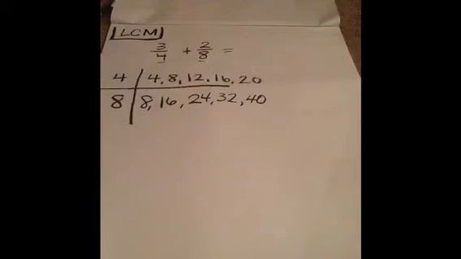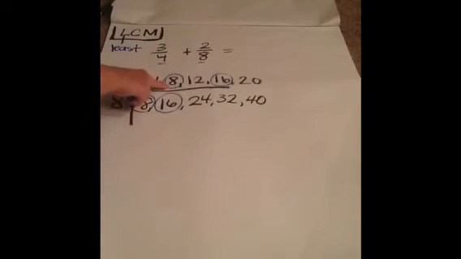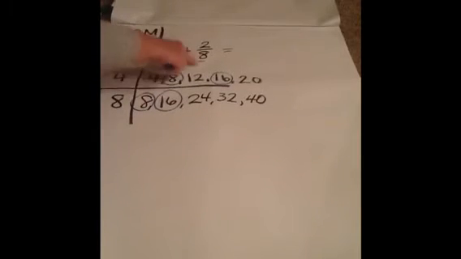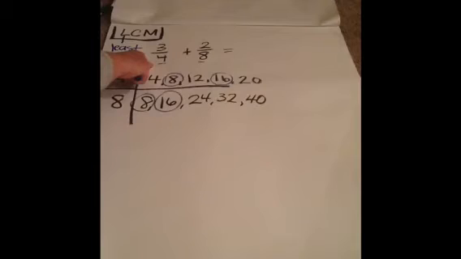And then I'm going to go through. Our next step is to find the ones that they have in common. They have 8 in common. They have 16 in common. But it says here that means least. So the smallest one that they have in common is 8. So that means I can create equivalent fractions that will change these so that it equals 8.